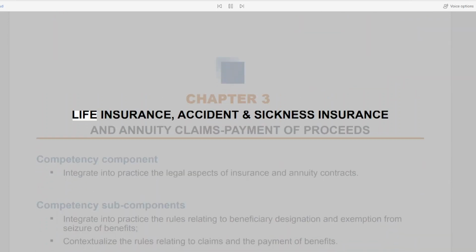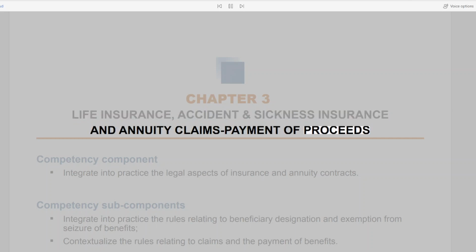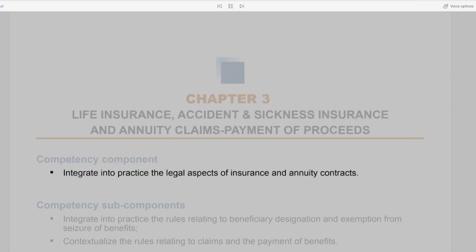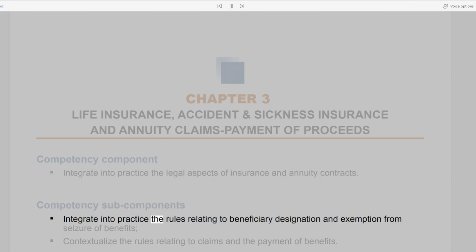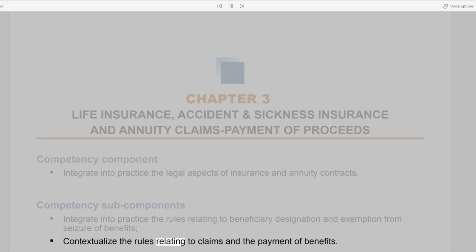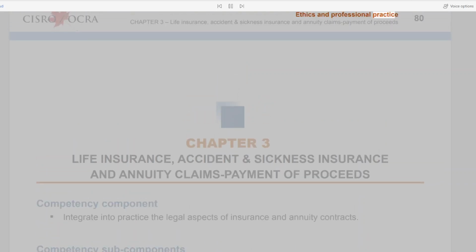Chapter 3, Life Insurance, Accident and Sickness Insurance and Annuity Claims Payment of Proceeds. Competency Component: Integrate into practice the legal aspects of insurance and annuity contracts. Competency Subcomponents: Integrate into practice the rules relating to beneficiary designation and exemption from seizure of benefits. Contextualize the rules relating to claims and the payment of benefits.